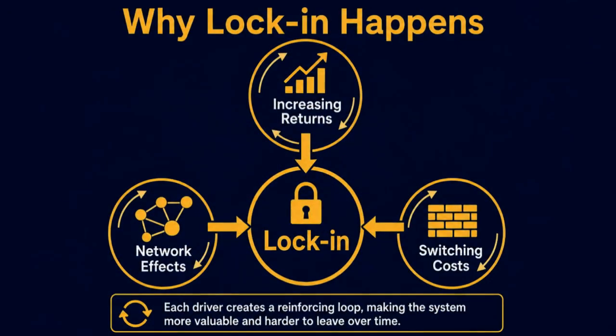Path dependence locks in because of 3 reinforcing forces. First, increasing returns. The more a technology is used, the better and cheaper it gets. Second, network effects. A standard becomes more valuable when more people use it. Third, switching costs. The effort, money, and retraining required to change makes it easier to stay put.